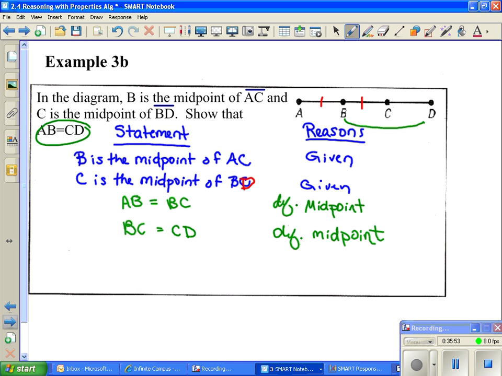I want this as my final statement. That's what I want to prove. How do I get there? A, B, C, D are equal because they're all midpoints. Okay, AB equals CD is true, but you can't say because they're all midpoints, because there's not anything dealing with midpoints there. Is there a property where I can say that? What property? The transitive property.